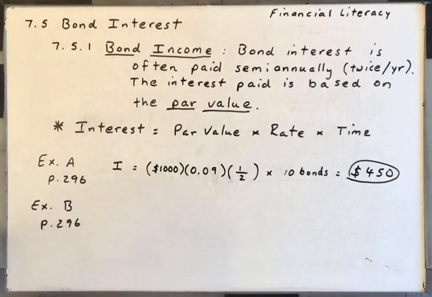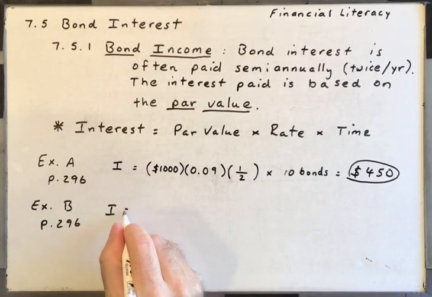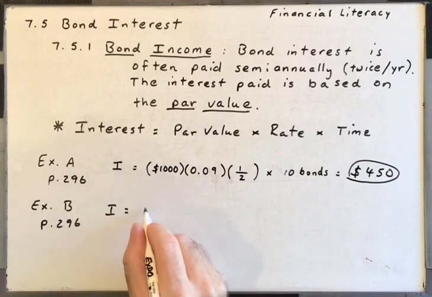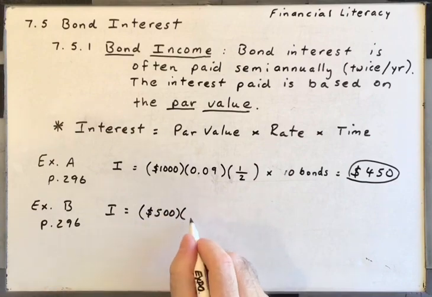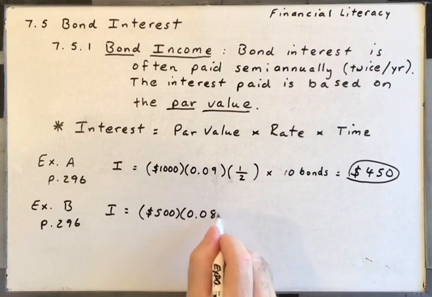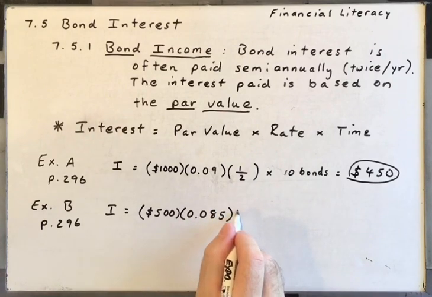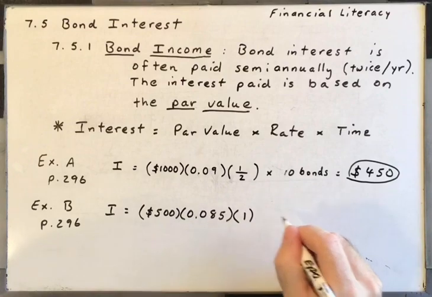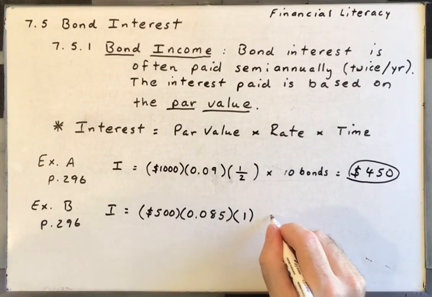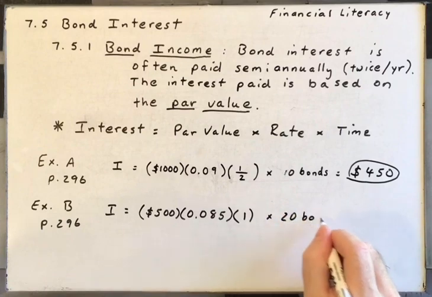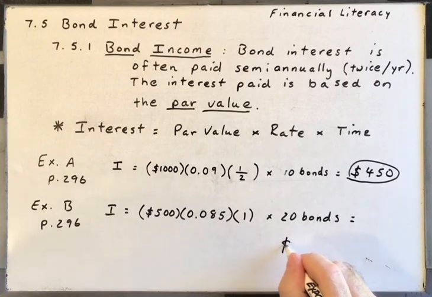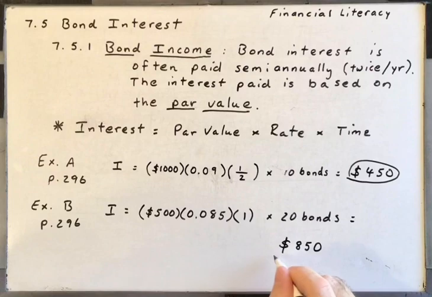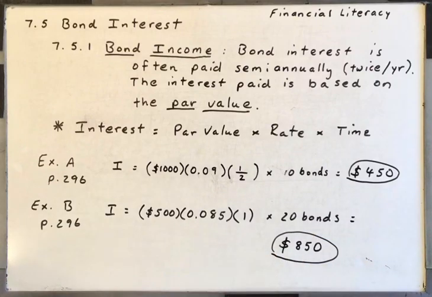All right. So her interest is going to be, these have a par value of $500. The interest rate on the bond is 8.5%, so 0.085. And it asks for annual income, so we're just going to have a 1 instead of a 1/2 like the previous problem. And then you're going to take that number times 20 bonds. And that'll be $850. Okay, pause it if you need to.